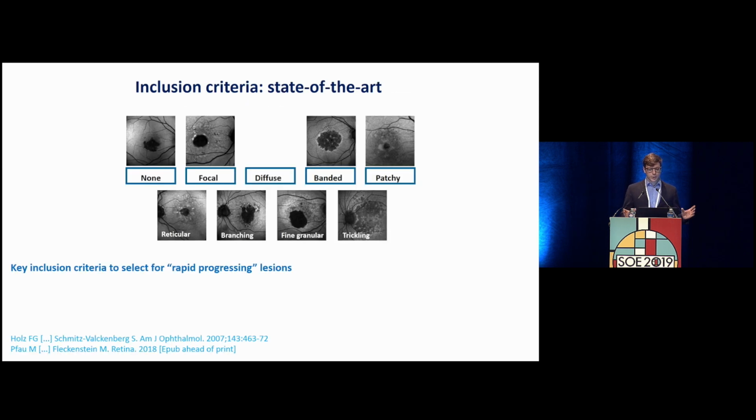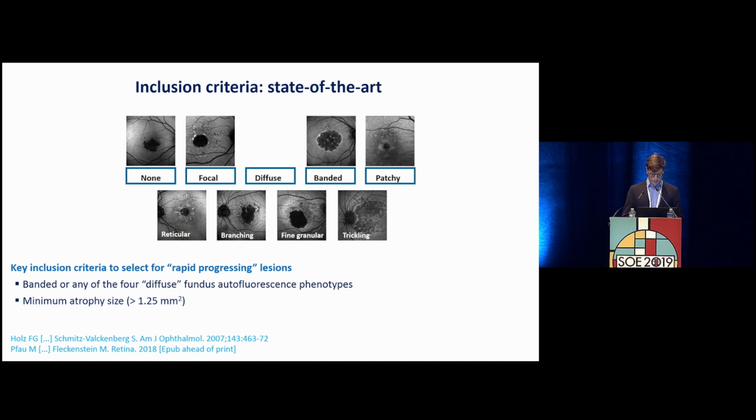The traditional way to do it is to use this fundus autofluorescence classification and to only include eyes with the so-called banded fundus autofluorescence phenotype in clinical trials, to only select lesions that are larger than 1.25 square millimeters because they tend to progress more rapidly. And last, with these criteria and with some other criteria such as lesion circularity and focality, you can build normal models that can explain up to 40% of variability in progression rates.